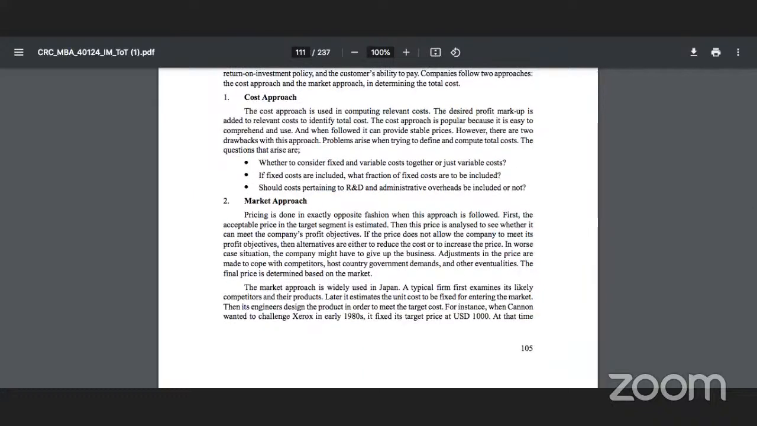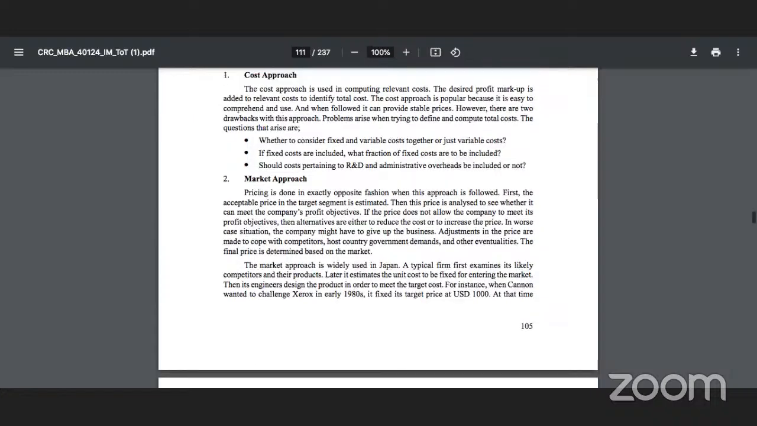And then the third factor is should costs pertaining to R&D and administrative overheads be included or not. Typically, for a firm to arrive at a total cost, they may consider all three factors, that is the fixed cost, the variable cost, and the administrative overheads or administrative costs. But again, it varies company to company.